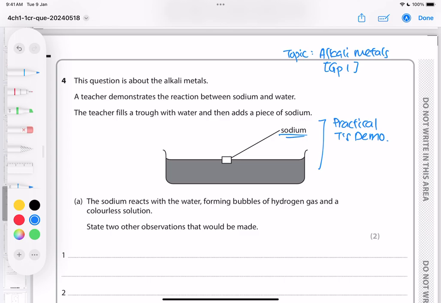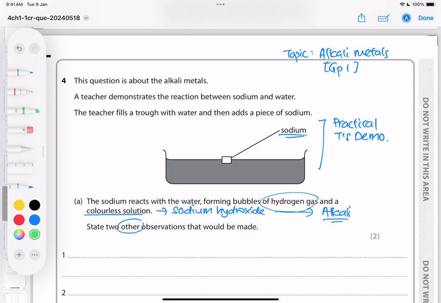So group 1 metals are really reactive. Just in water alone, they are able to give us hydrogen gas, and the color of the solution would depend on what is reacting. In this case, what will form is our sodium hydroxide, which is a really strong alkali. So these are how the topics are interlinked. Okay, so we are looking at what two other observations would be made.